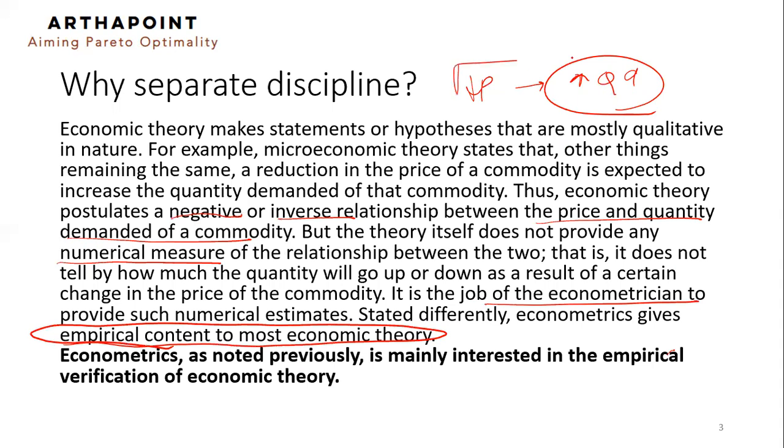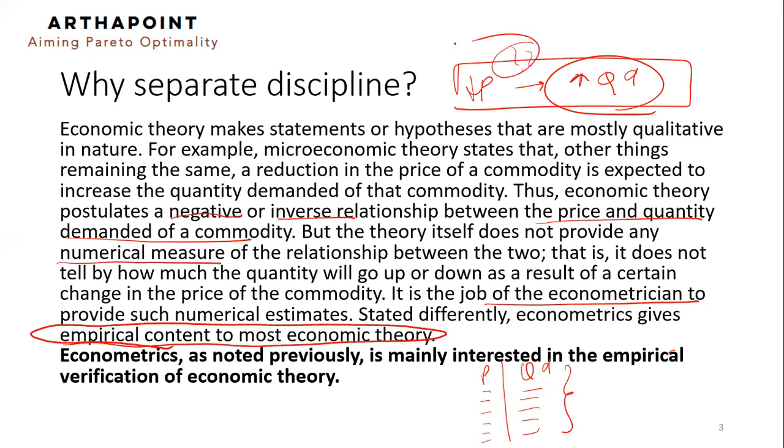This is a theory that I have in mind. Now, I give you data of prices and I give you data of quantity demanded. Can you run a model and justify this negative relationship? That is the role of econometrics.